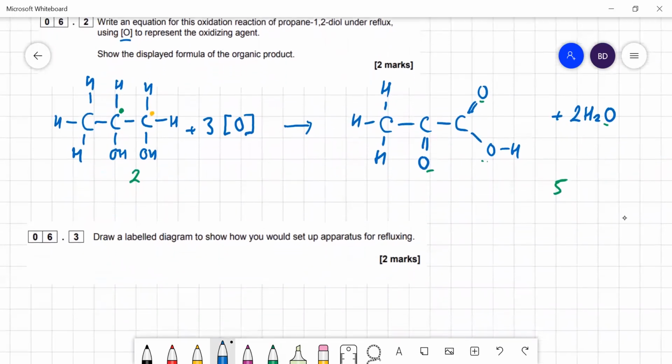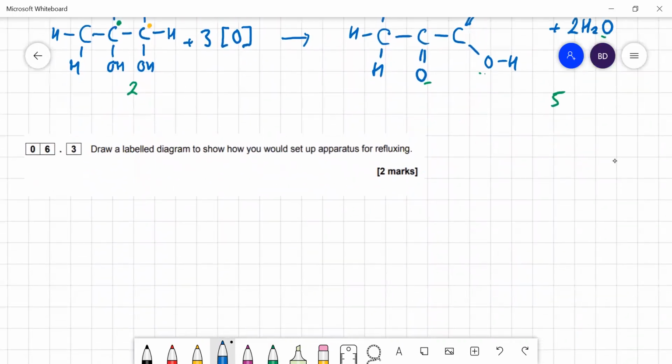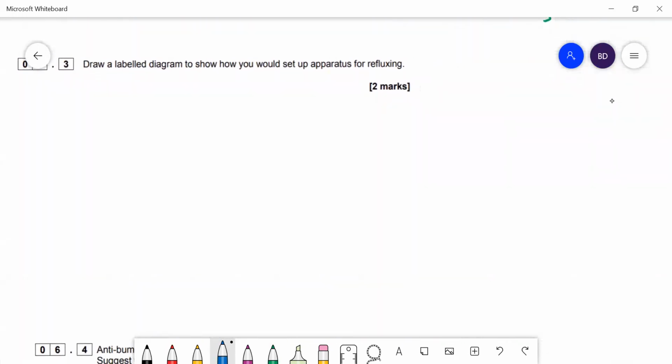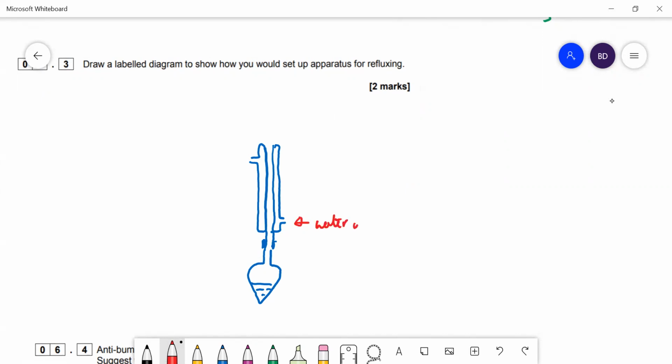Right, draw a labelled diagram to show how you set up the apparatus for refluxing. Okay, so reflux, of course, you have your flask there. It can be pear-shaped or round bottomed. You want to show there's a little join there, and then we have the condenser in the upright position, and here's the water jacket around the condenser, and there's your stuff in there, and you should have the water going in the bottom one and out of the top one, so that the water fills up the complete jacket and it's better at cooling.